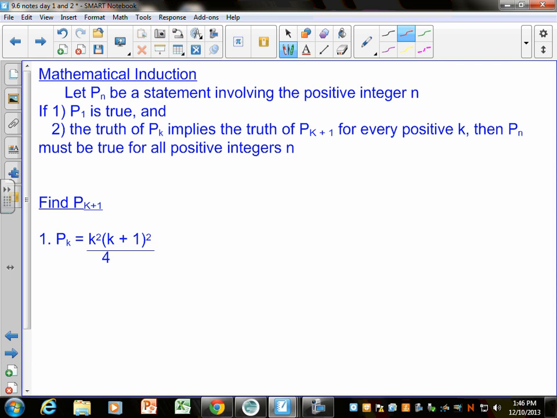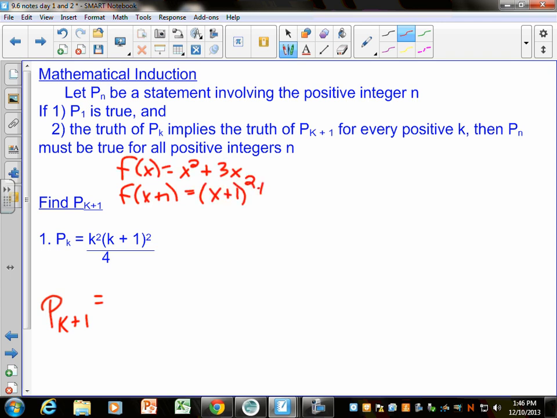So if this is p sub k, this is a formula for p sub k, what do you think I'm going to do to find p sub k plus 1? Add 1 to everywhere that you see a k, it's going to change to k plus 1. Just like if f of x equals x squared plus 3x, and I asked you to do f of x plus 1, wouldn't you go through and everywhere you saw an x, you'd replace it with x plus 1?